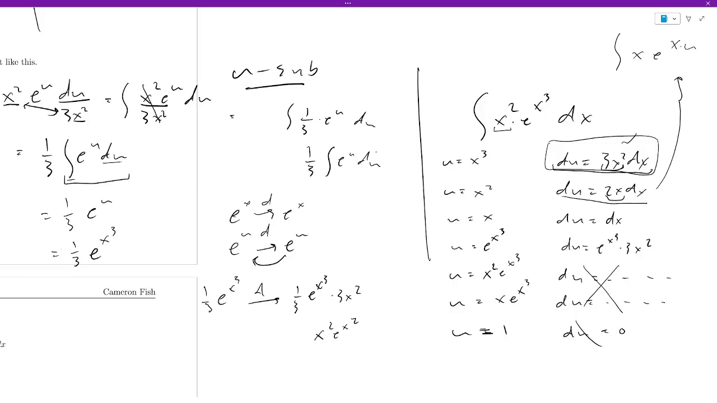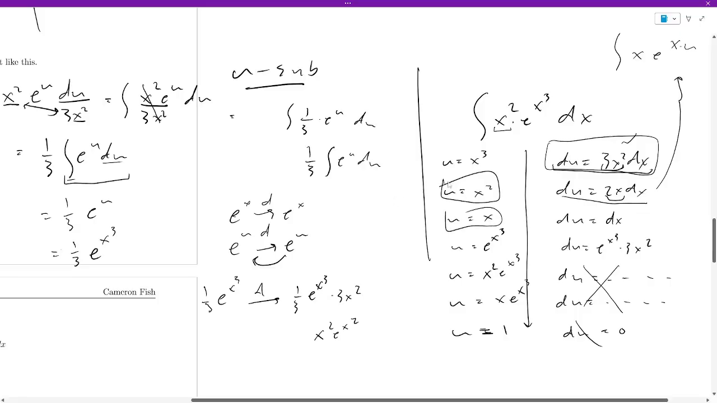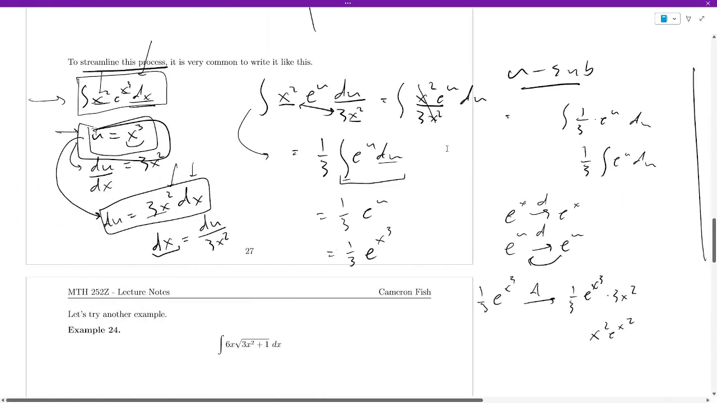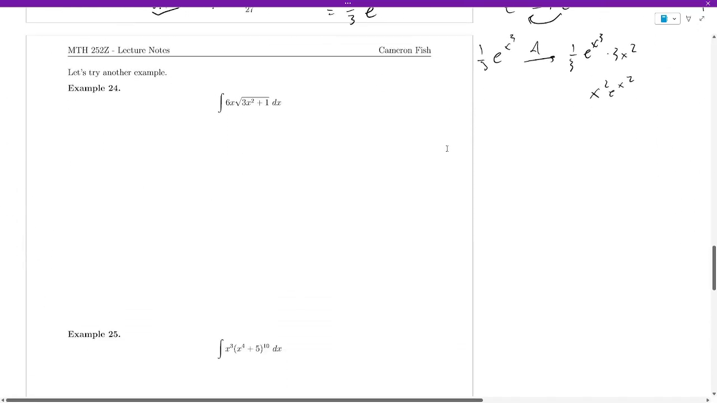But again, it's a little bit tedious, but you could just literally try all these. If you try this first one, oh, it doesn't work. Okay, let's try another one. Let's try this one, right? You'll find the right one eventually. So don't despair if your first u doesn't work. There's usually a couple choices. And sometimes multiple choices even work. Usually there's only one choice that works.